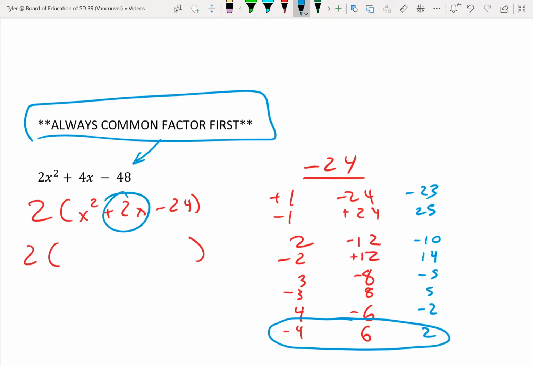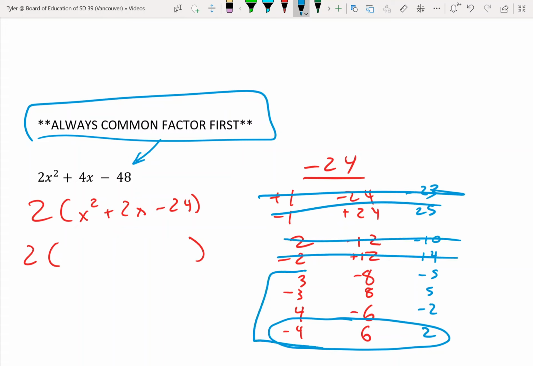You will start to see patterns that will make this a little faster. I know this number's 2, which means I know the factors have to be close together. Obviously the 1s aren't going to work, okay? The 2s aren't going to work. So I would only actually check these ones, which will make it a little bit faster as we go. So I found the correct pair.